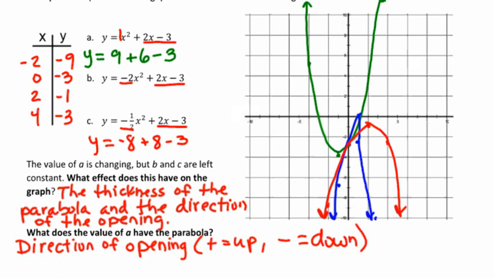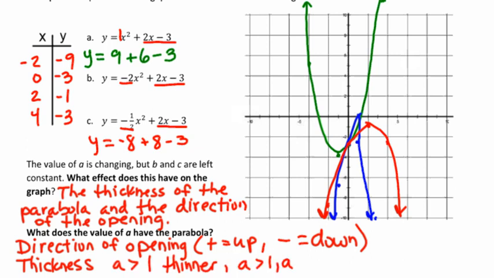The thickness it also determines. So the larger the value, if a is greater than 1, it's going to be thinner. The larger the number, the thinner it gets, the more narrow. And if a is a fraction or less than 1, but still greater than 0, let's write that in a double inequality, 0 < a < 1, then our graph will be wider.